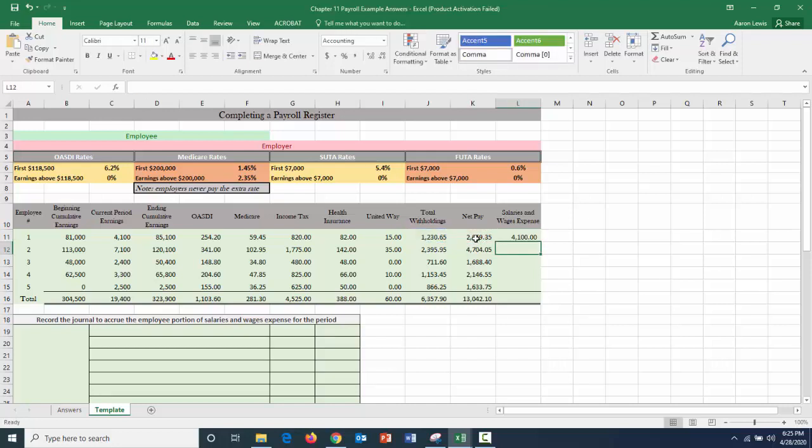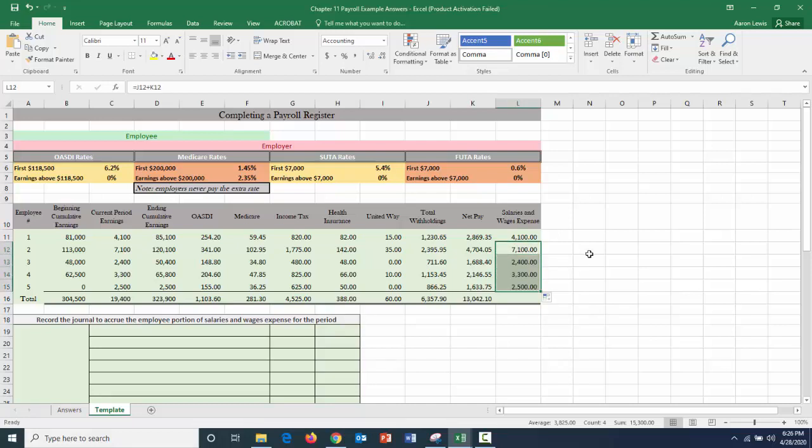Even though we're not actually handing over the cash for the taxes yet, we're withholding it, we still get to record that expense during the period. So for employee 1, it's $4,100, and hey, that's equal to the current period earnings. For employee 2, we're withholding $2,395.95 and giving employee 2 $4,704.05 to take home, so the total salaries and wage expense related to employee 2 is $7,100, which, as we see again, is the current period earnings.